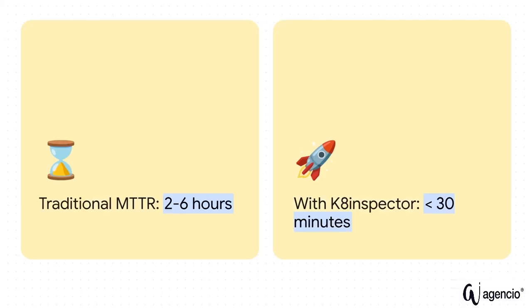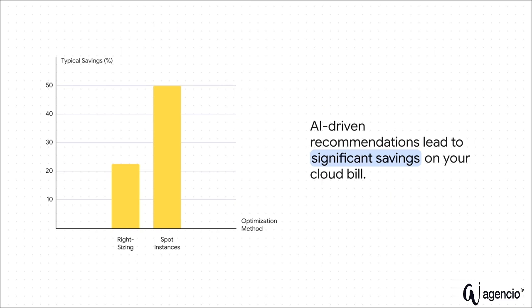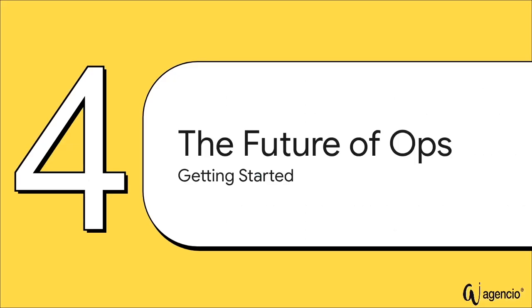This right here shows you the impact on speed. When an incident does happen, the mean time to resolution just plummets. Automated detection and root cause analysis can turn what used to be a multi-hour fire drill into a problem that's solved in under 30 minutes. And hey, let's not forget about the bottom line. With its AI-powered cost intelligence, K8 Inspector gives you concrete recommendations that can lead to some serious savings on your cloud bill. We're talking double-digit percentage savings just by making smarter decisions about your resources. So, it's pretty clear that the future of Kubernetes operations is intelligent and automated.